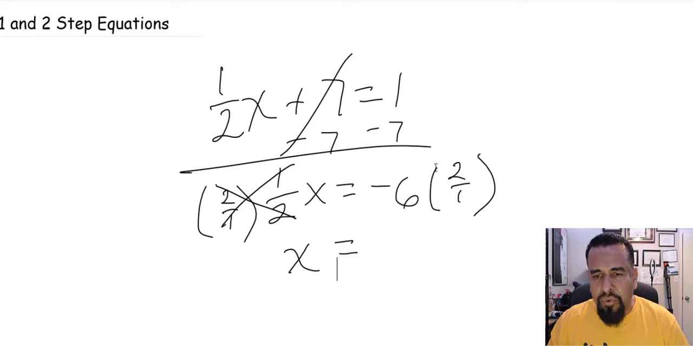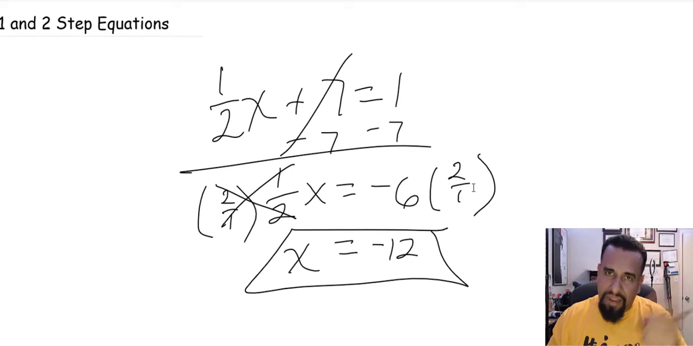6 times 2. Okay? If this number was something other than 1, then you would go ahead and divide by that denominator at the end. But since it's only 1, all I'm going to do is multiply 6 times 2. And that gives me negative 12. And that would be my final answer.